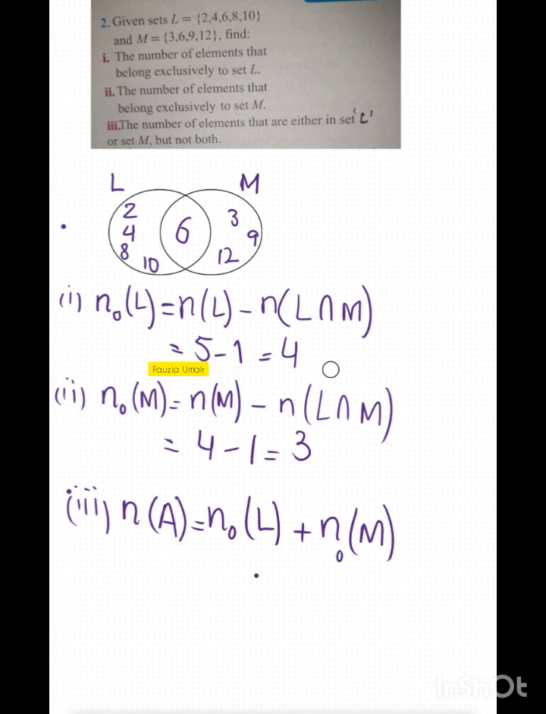So 4 plus 3, and it would be 7 elements. So you can see from the figure also, 4 elements these, and 3 elements these. So these are the elements which belong to either set L or set M, but do not belong to both of the sets.